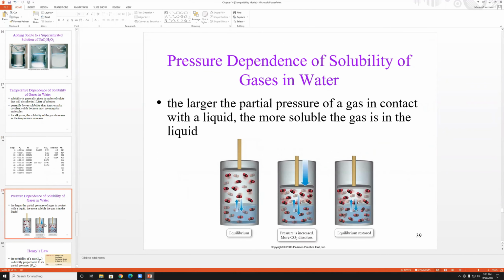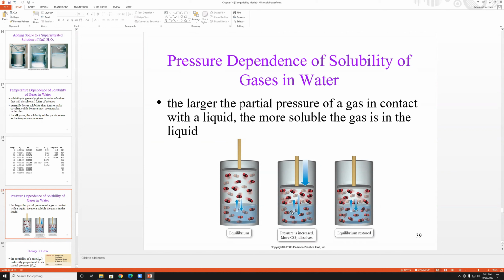All right, so then we have pressure dependence of solubility of gas in water. Once we increase the pressure, it increases the solubility of gases into liquid. You can think about this as a Coke can. In a Coke can, it's pressurized. What happens when you flip the pop tab? It fizzes, and all the carbonation comes out. Or when you have a seltzer water, you open it, it fizzes.